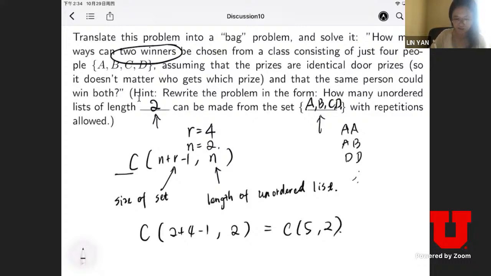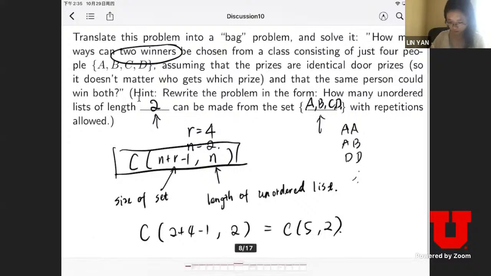I used this one directly from the chat window, but normally we will use n as the size of a set and r as the length of the unordered list. So this may cause some confusion. But this is a problem where we can use the formula directly.